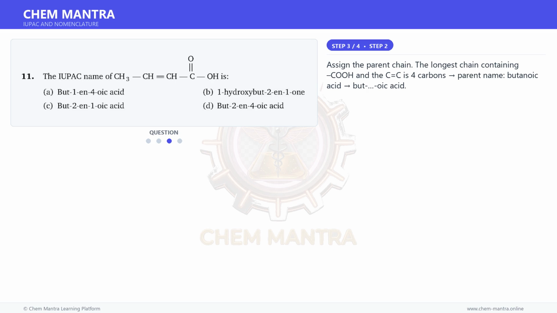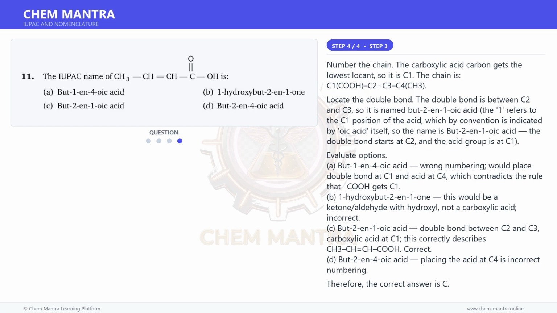Assign the parent chain. The longest chain containing CHO and the C=C is 4 carbons, parent name butanoic acid, but-OIC acid. And for the final step, number the chain.